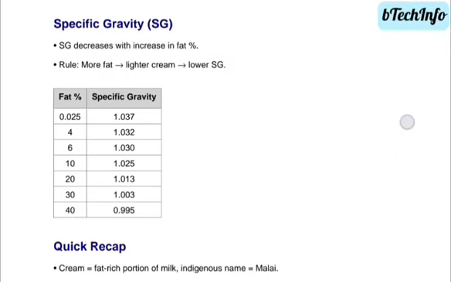Now see the specific gravity. Specific gravity decreases with increase in fat. It is also inversely proportional to the fat. Specific gravity decreases with increase in fat. So more fat, lighter cream, so lower specific gravity.